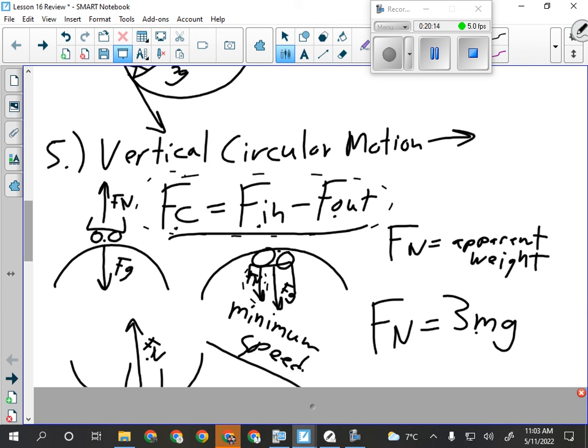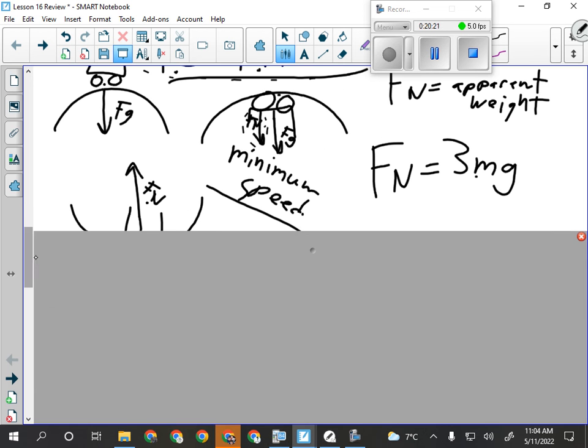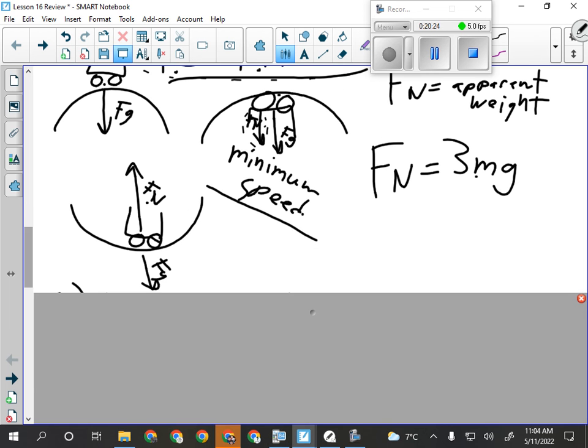If you go just the minimum speed, how will you feel? Weightless, because you won't be pushing on the track and it won't be pushing on you. If you are at the bottom, you always feel heavier if you're moving. If you're just sitting there, obviously you feel normal, but as soon as you get moving, you will feel heavier because your inertia wants to leave the circle, which pushes on the track. Your weight pushes on the track, which has to push back even harder. And as a result, you feel the heaviest at the bottom. Everybody with me on that one?